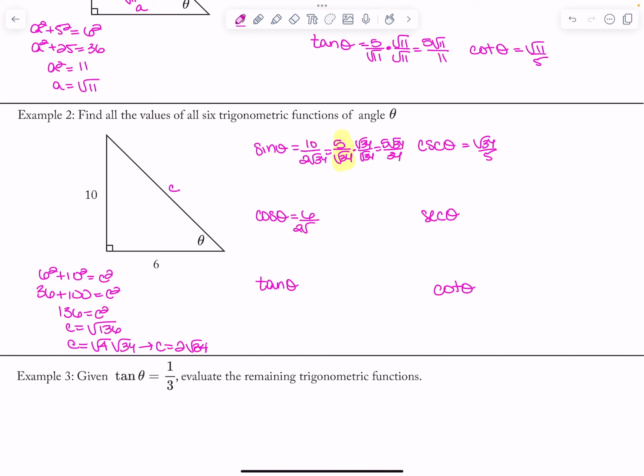And then cosine is 6 over 2 root 34, which is 3 over root 34. So multiply by root 34 over root 34. So 3 root 34 over 34. And then secant is root 34 over 3. And then tangent is 10 over 6, which is 5 over 3. So then it's 3 over 5 for cotangent.